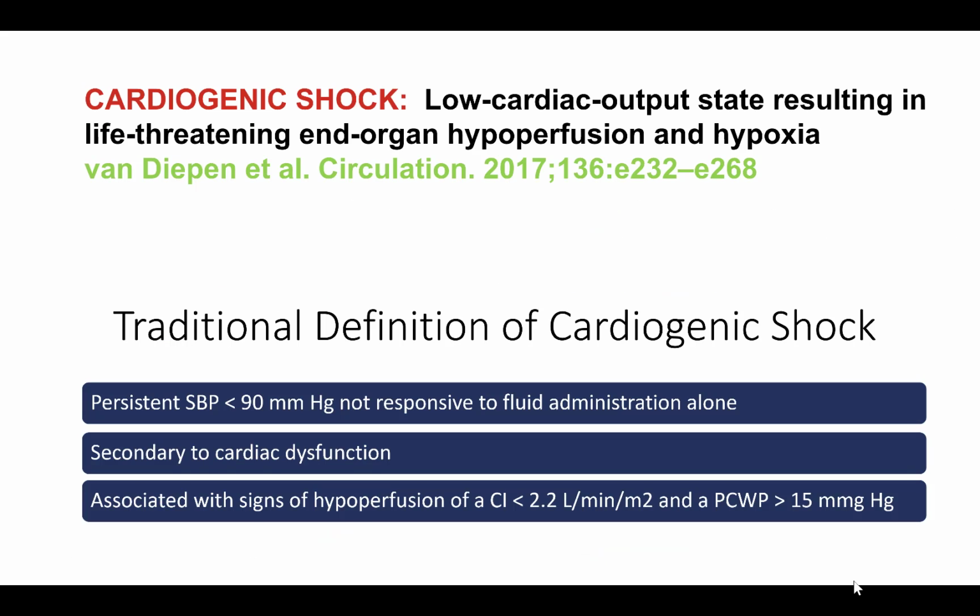Cardiogenic shock is usually defined as a low cardiac output state that results in life-threatening end organ hypoperfusion and hypoxia, and traditionally in the cath lab it is diagnosed in the presence of persistent hypotension, usually systolic blood pressure less than 90, despite fluid administration, that is due to cardiac dysfunction with hypoperfusion and cardiac index less than 2.2 and wedge more than 15.